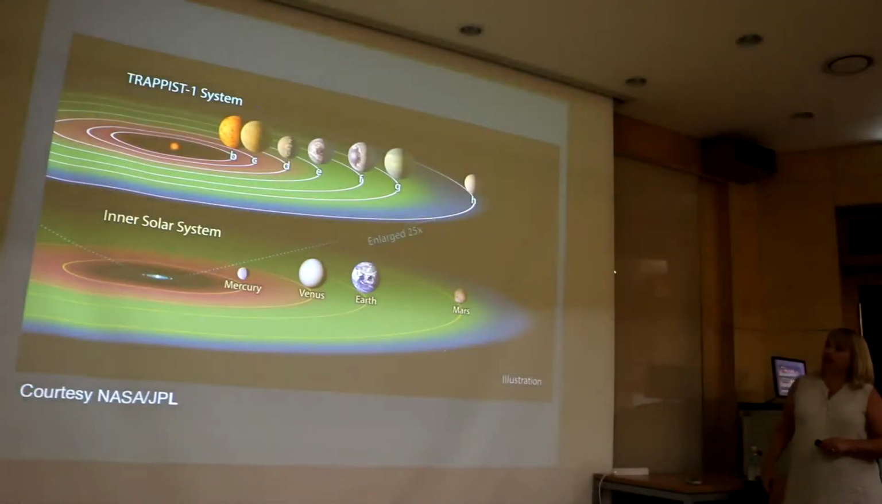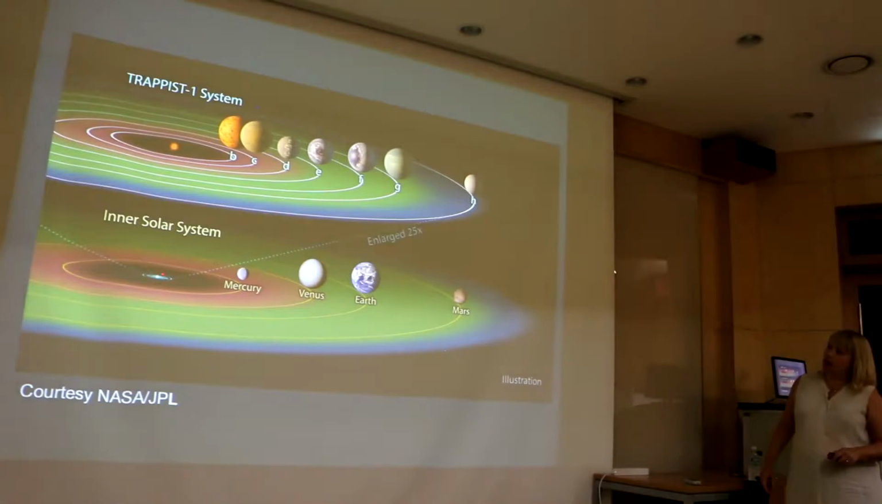Yeah, that's just the same thing I just showed you. There's the Trappist I system around a cool star compared to our solar system.